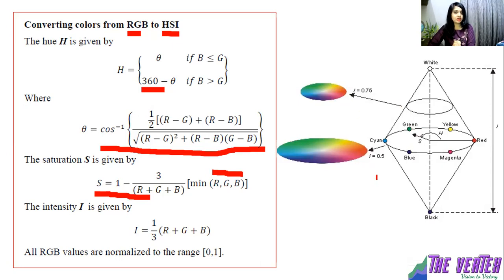Here again you can see the HSI model with clarity. As I showed you, here it is black, here it is white. The hue is the angle in this direction. It starts with 0, that means it starts with red and then ends with red again. The intensity you can see here is equal to 0.5. Here intensity is increased, that is 0.75. So intensity is increasing in this direction.